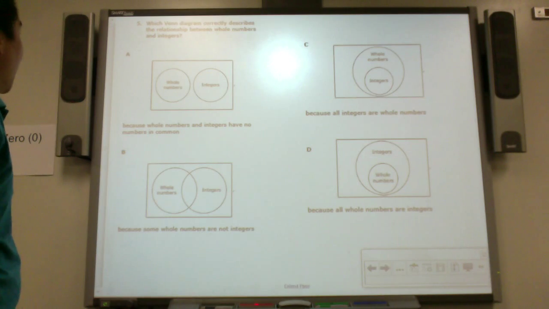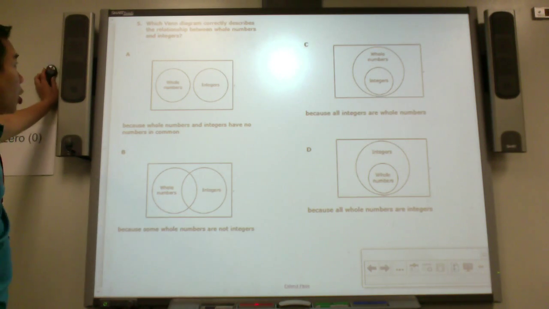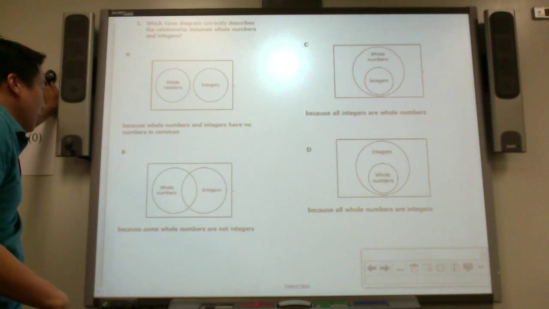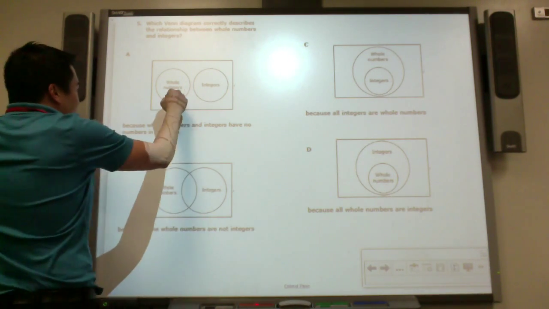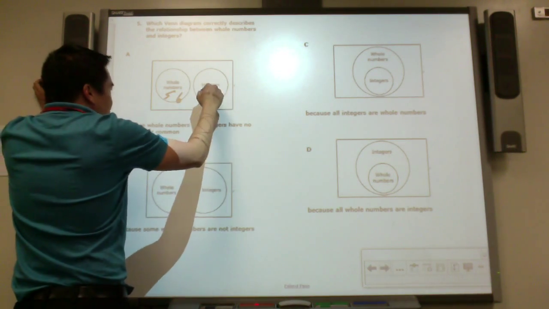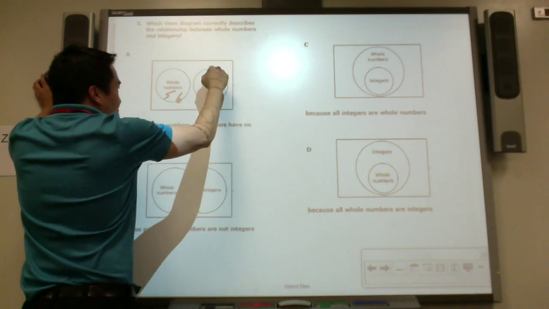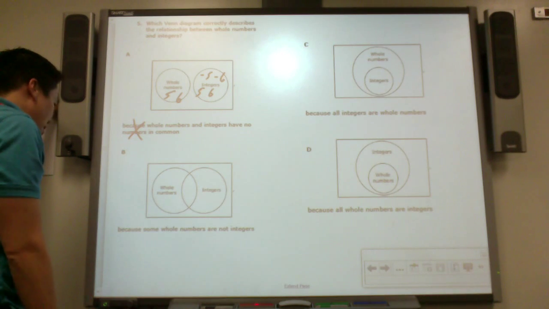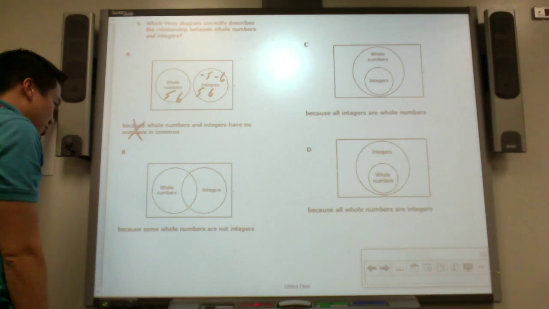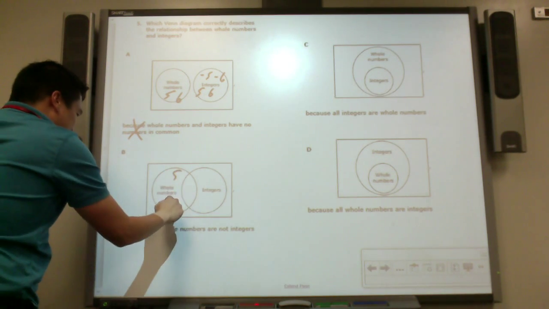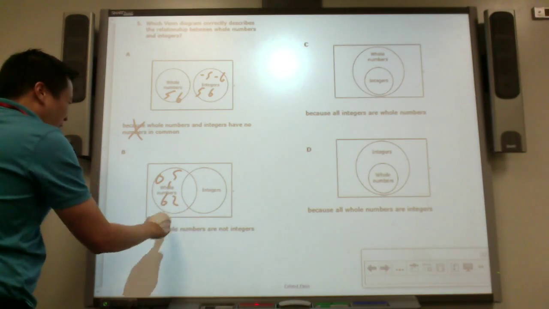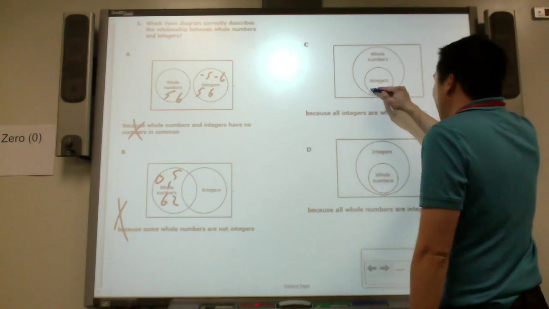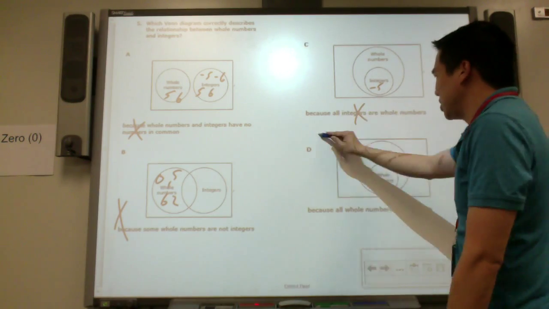Number 5. What can you tell me about a Venn diagram about whole numbers and integers? Whole numbers and integers have no numbers in common. Wait, a whole number is like 5, 6. An integer is like any positive or negative whole number. They do share stuff. Some whole numbers are not integers. 5, 6, 0, 1, 2. Aren't all of them integers? No. All integers are whole numbers. So negative 5 is a whole number? No. D is the answer.